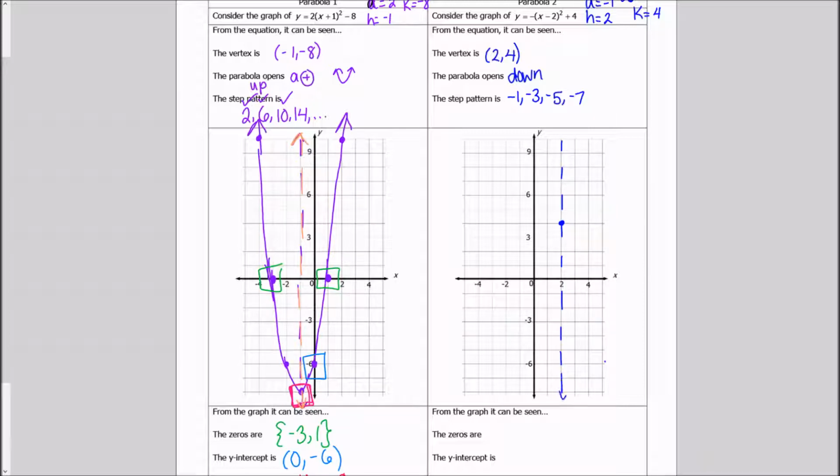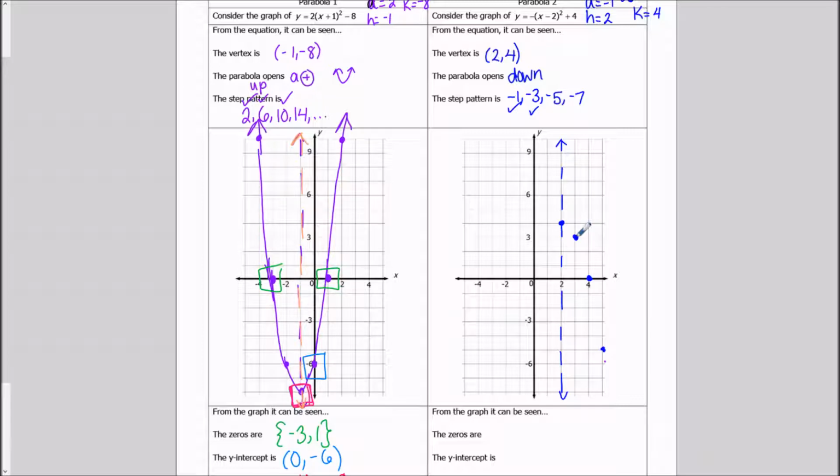The step pattern is -1 first of all, so that means I'm going to go over 1 and down 1. The next one is -3, so I'm going to go over 1 and down 3. The next one is -5, so I'm going to go over 1 and down 5. Now I can reflect these points over the axis of symmetry.